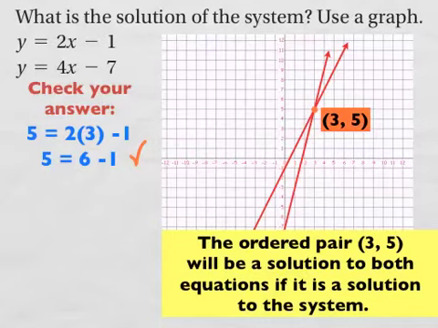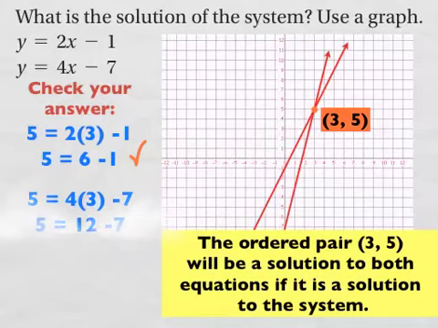I'm not done checking my answer yet, though. Now I need to plug in 3 for x and 5 for y into y equals 4x minus 7. To do that, I'm going to have 5 equals 4 times 3 minus 7. Well, 4 times 3 is 12, so 5 equals 12 minus 7. Well, 12 minus 7 is 5.